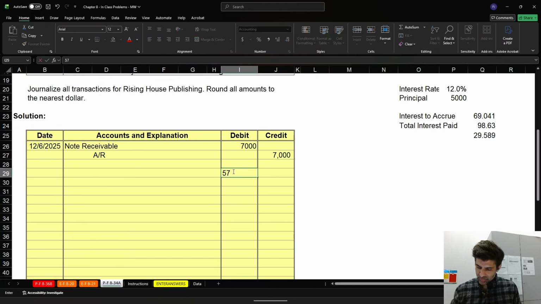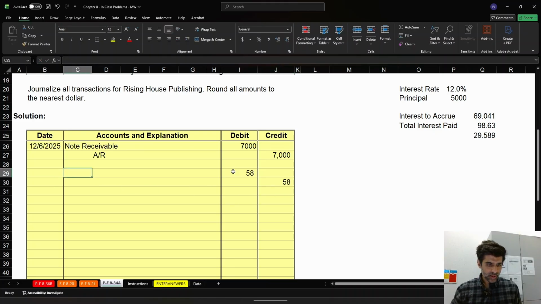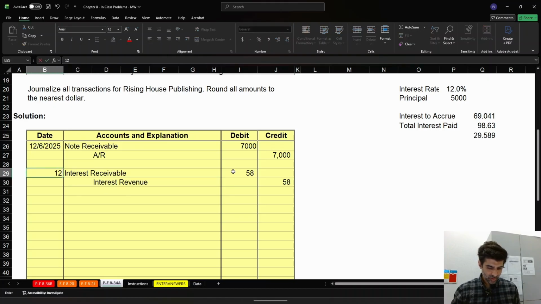So 57.53 is the amount. Okay, and again, I'm going to have interest receivable and interest revenue. This is an adjusting entry, so it's going to be dated at the end of the year.